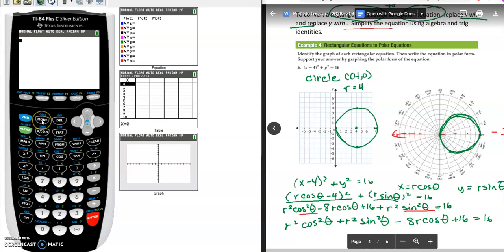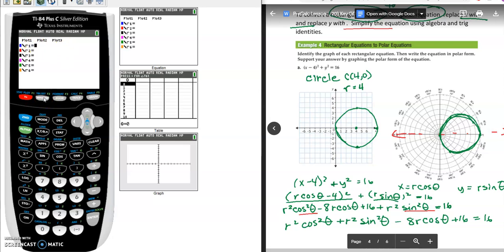The first thing we want to do is go to mode. If you go down to the 5th line, and I'm going to assume you can see my cursor here, right now it's in function form, which is really a rectangular equation. The next one is parametric, and then the next one is polar. I click enter on that, and now I'm in polar form. We're going to quit. Now when I hit y equals, you can see that it says r equals, which is how our polar equations start.